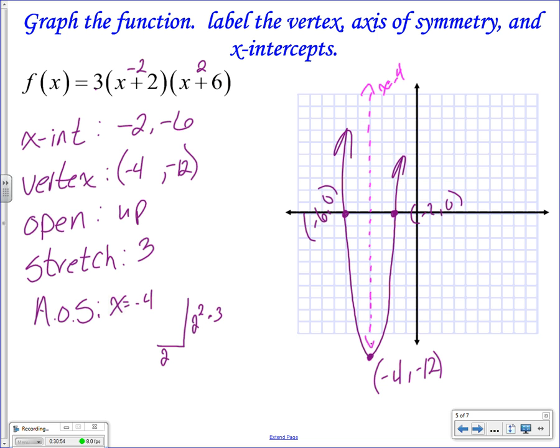Do you want to do another one of these, or are you good with this? Do one in a fraction. Yeah, do one of these with a fraction? Yeah, of course. Okay.